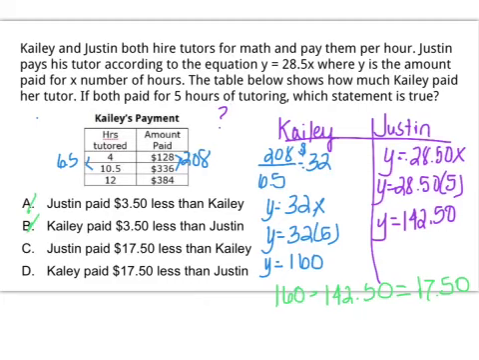So now C says that Justin paid less and D says Kaylee paid less. So when I look back at my table, I can see that Justin paid the smaller amount. So our answer choice is going to be C. Justin paid $17.50 less than Kaylee.